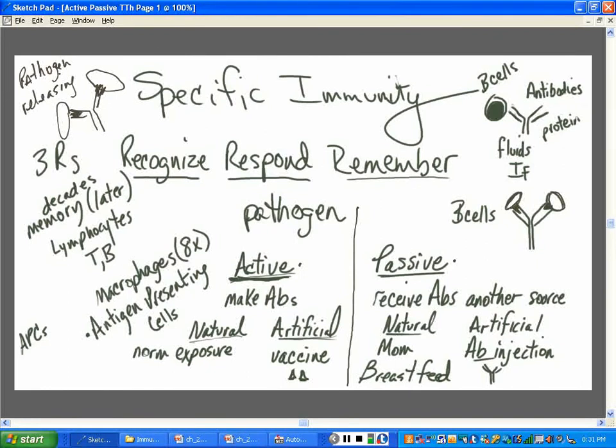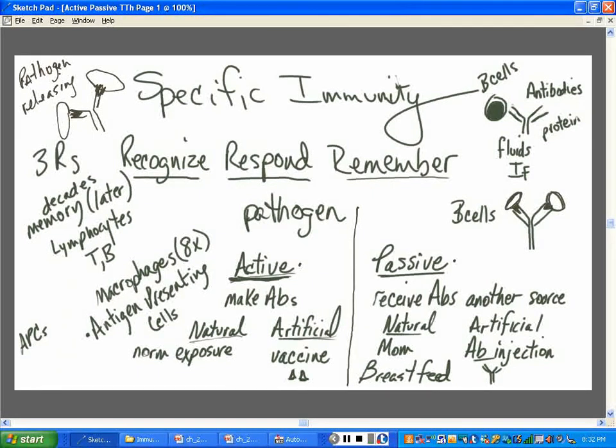Natural, normal exposure, you make it. Artificial, medical exposure, you make it. What's the it that you make? Antibodies. And these antibodies go out through your bodily fluids, and they attach to the antigens and neutralize them. And we'll talk more about how that works tomorrow night.